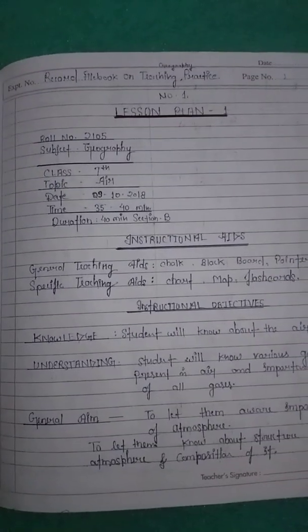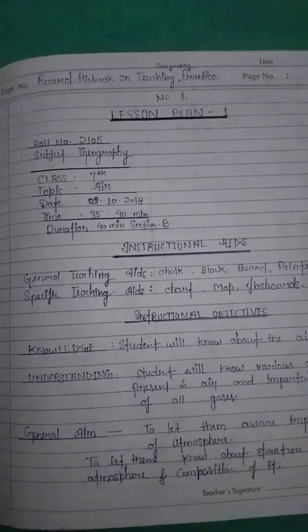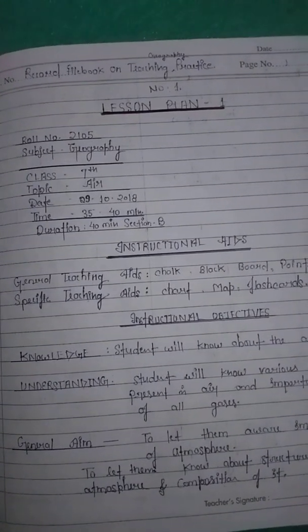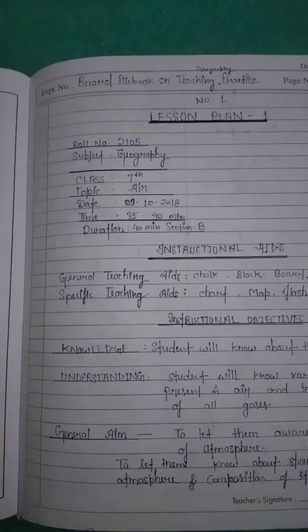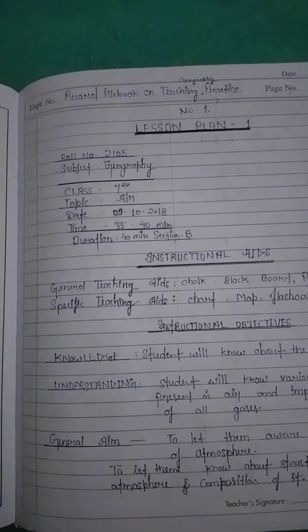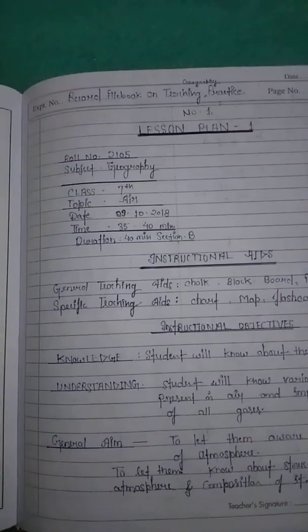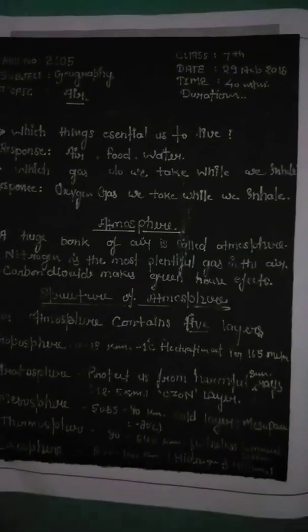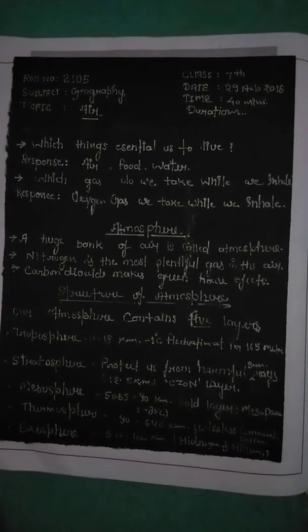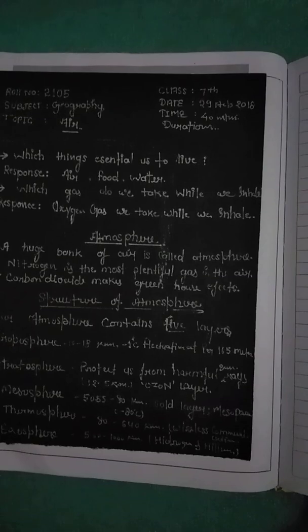The first page for making your lesson plan, firstly you should mention the general topic details like roll number, subject, class, topic, date, time duration, and class section, and you can also write the school name. Let's say the topic is about air and also the atmosphere.